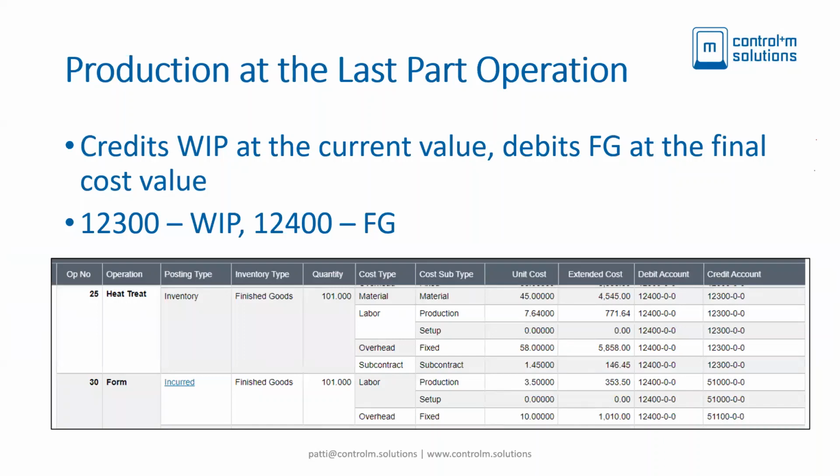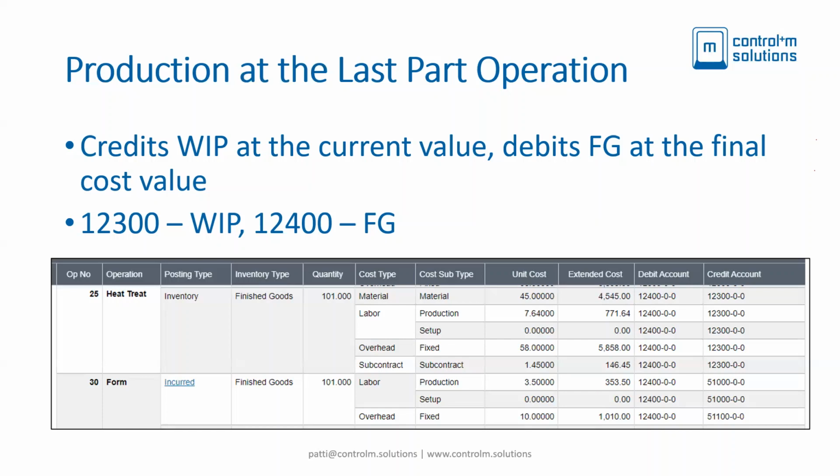Finally, producing this at the last operation in the routing form is just like all the other production transactions. But in this case, since that operation is defined as a finished goods inventory type, we're going to credit WIP and debit finished goods here. We're going to move those 101 pieces from heat treat, which is a work in process operation, to form, which is finished goods. Note this does not happen just because it's the last step in the routing and it's not related to the shippable flag. It's because of the inventory type set at the operation.